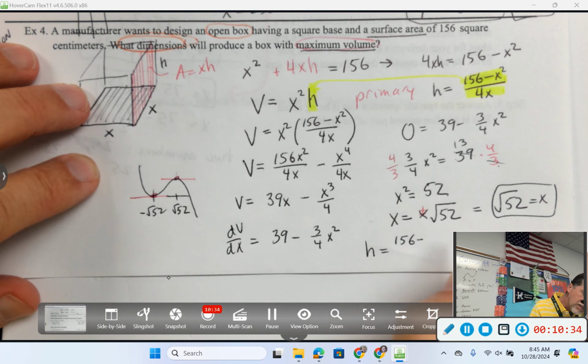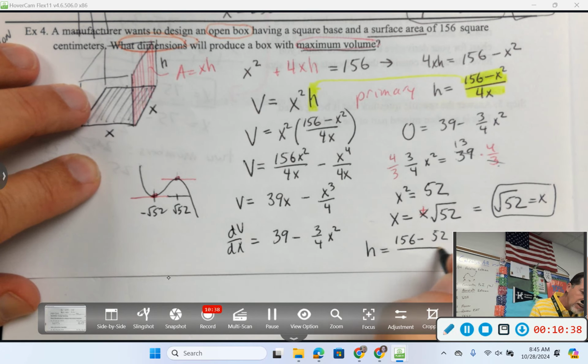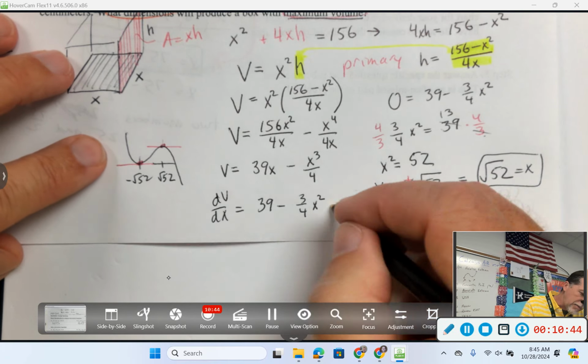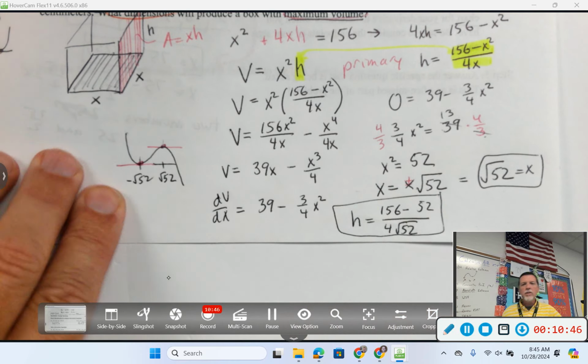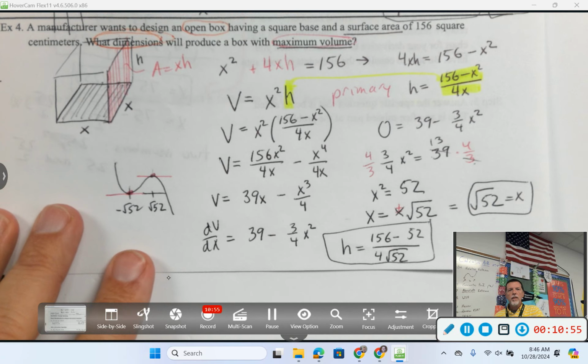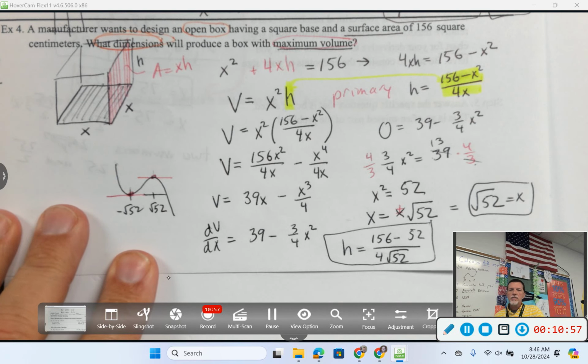156 minus, well, I can square the square root of 52 easy enough, over 4 square root of 52. And what the heck, let's stop there. There's more we could do, but why bother? Leave it alone. Safe stop that.